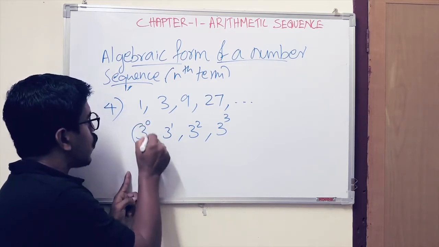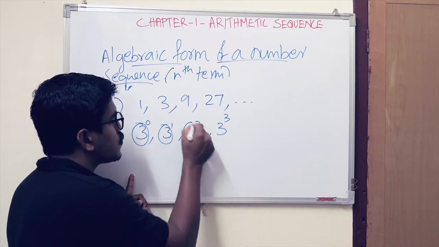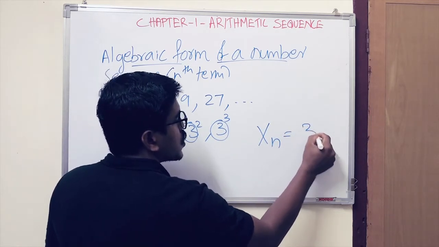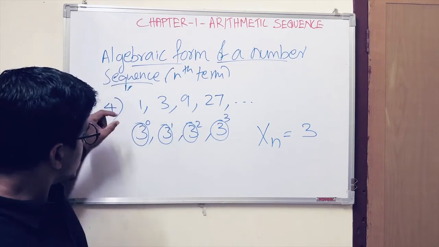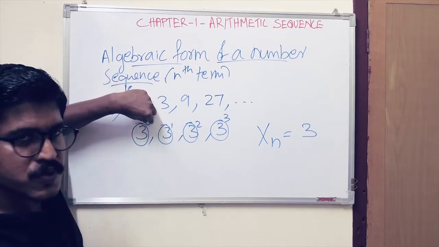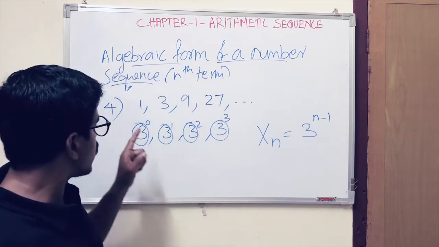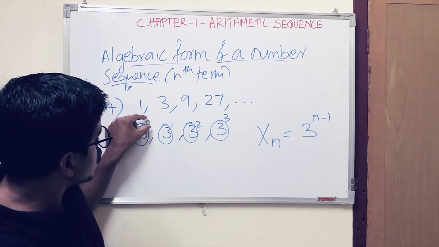So here in all the terms, 3 is constant. So we can write the nth term as 3 raised to, here the power is 0 first, so we can write n minus 1. Then only we can get the power 0 first.